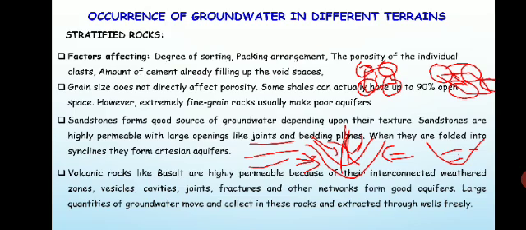So we have now discussed the occurrence of groundwater in different terrains, like how it occurs in hard rock, then weathered rock, and how it occurs in stratified rocks.